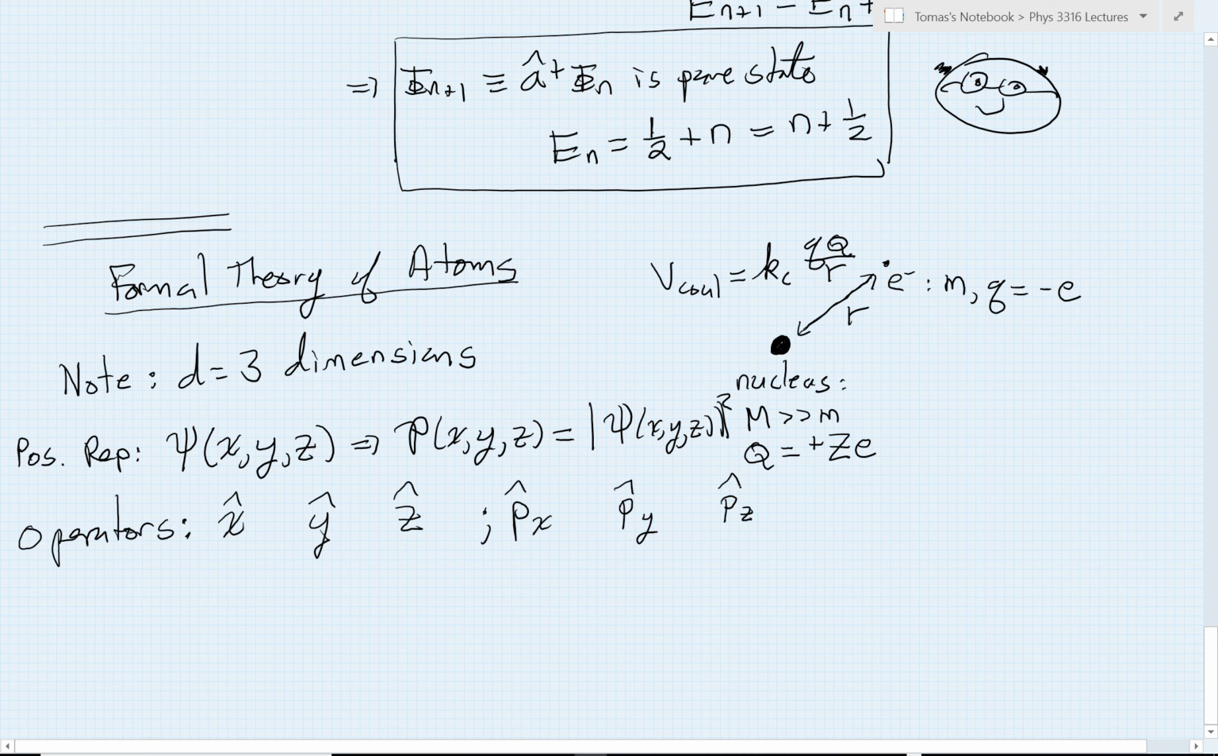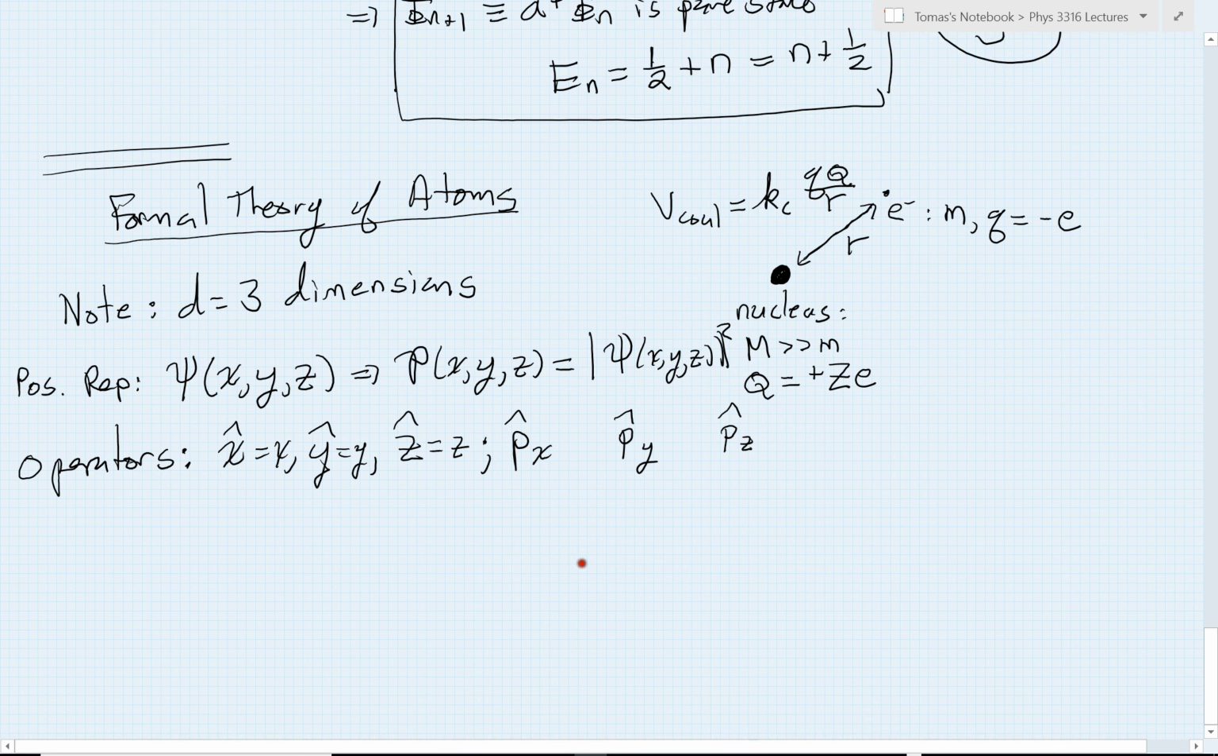For these operators, the location operators, because we are in the position representation, those I think are pretty clearly going to turn out to be just what you would multiply this probability by to calculate their averages. So that's clearly going to be just x, y, and z, the values of the corresponding coordinates. For the momenta, that's going to take a little bit of thinking. But we can pretty much guess what they're going to be, and it will actually follow from the following fact from the de Broglie hypothesis.